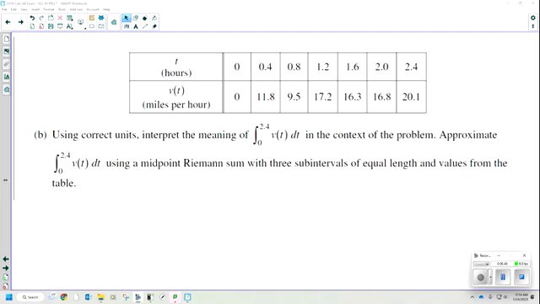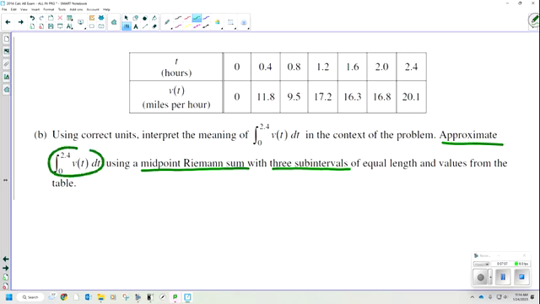So after we interpret the meaning of that integral, we are going to use a midpoint Riemann sum with 3 subintervals of equal length from the table to, again, there's that word, approximate this integral right here. All right, so let's start above with, we'll go with that gray little pencil like we're doing this in pencil. Let's interpret this integral, okay? So the integral from 0 to 2.4 of v t dt, all right?